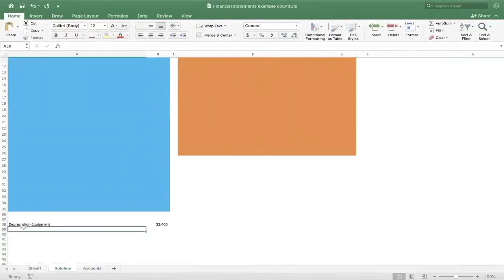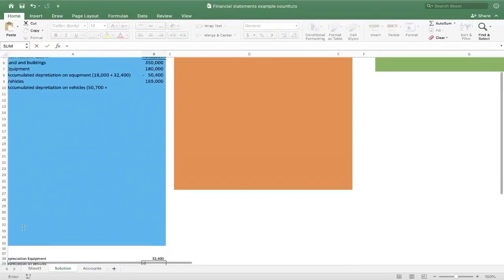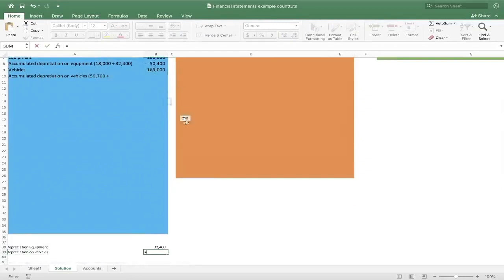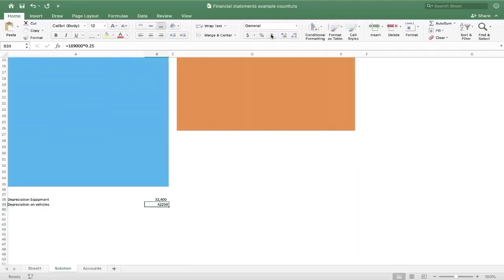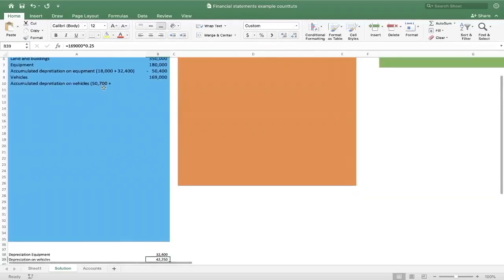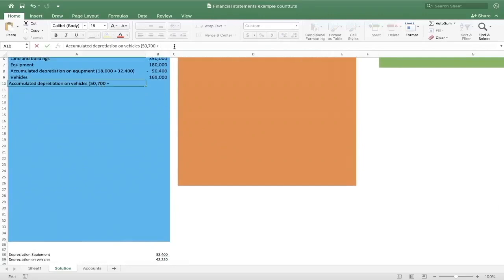So I'm going to just type here depreciation on vehicles. These are my workings down here. It's the straight line method, so remember that. We're just going to take the 169,000 Rand times the 25%, which we're told is the percentage at which the vehicles depreciate. So I'm going to put 0.25, which is the same as 25%, and there it has given me 42,250. Now that I've done that, I can put my workings in brackets plus 42,250.